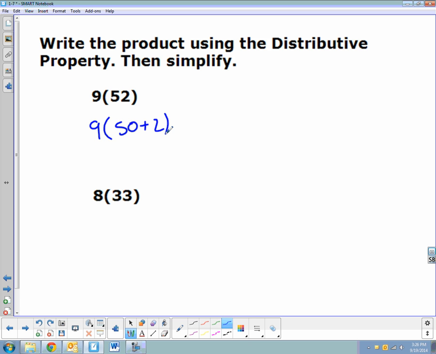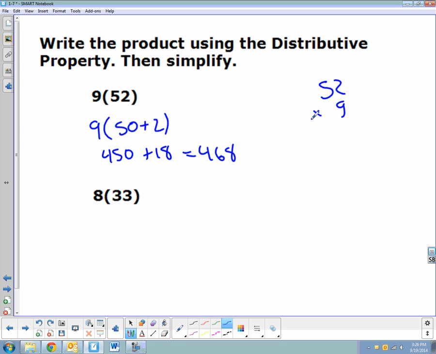The reason we would do this is because 9 times 50 is easier to do in your head than 9 times 52. 9 times 5 is 45, so 9 times 50 is 450. 9 times 2 is easy to do in your head, that's 18. Well, we can just add those together and get 468. That's a lot easier than, and you can do that in your head, rather than writing it out as 52 times 9.